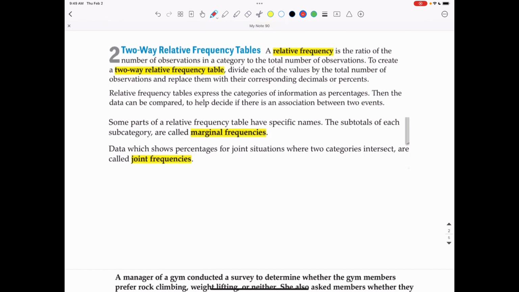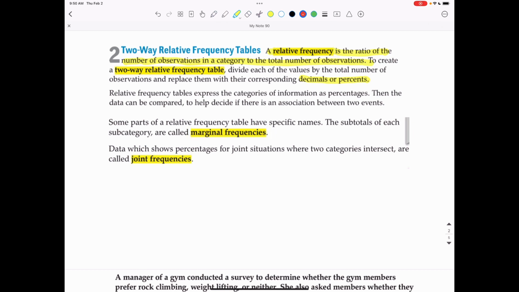A relative frequency table is the ratio of the number of observations in a category to the total number of observations. Basically, we are talking about percentages. You could use decimals in there, but most often we're going to see this written as percentages. So we can compute all of the respondents by dividing by the total number of respondents, or total number of people that are associated with the study, and that will be a percentage.